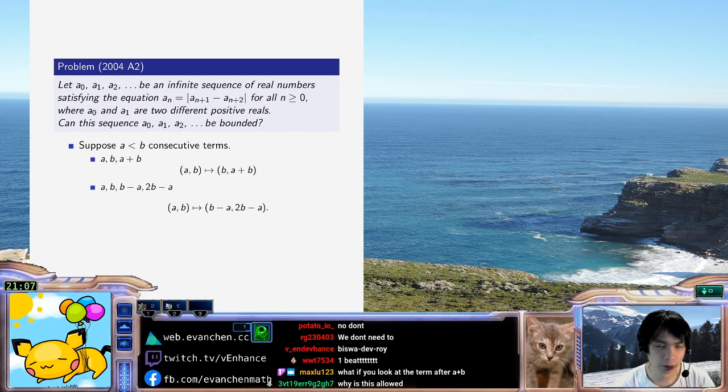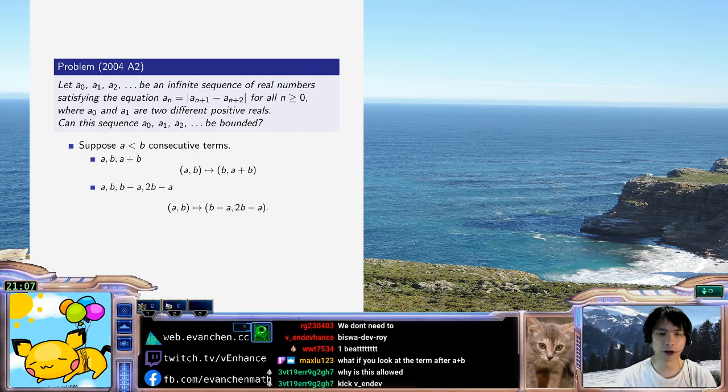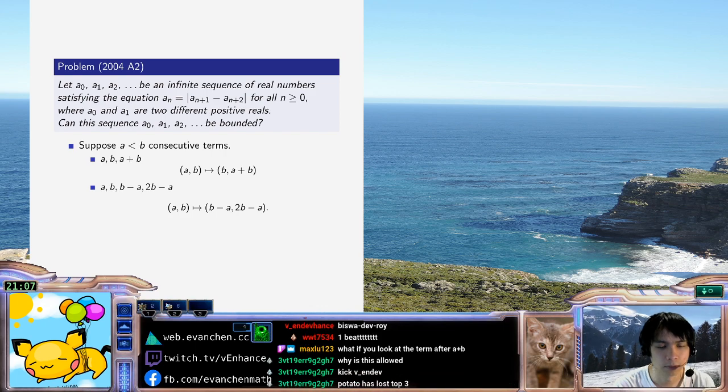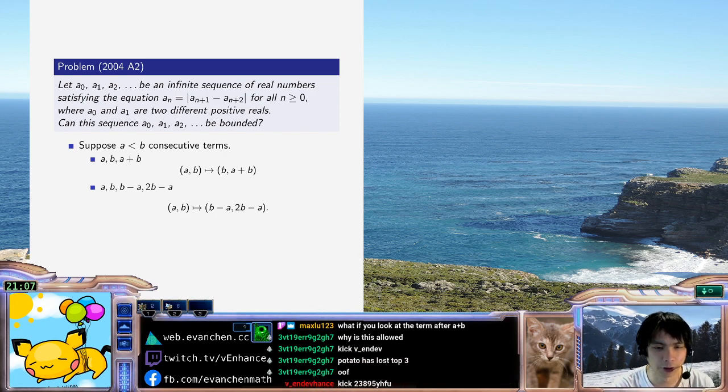If you look at the term after A plus B, it's the same situation, right? What I'm trying to do is get to situations where A is less than B, so that I don't have to think about the cases. Yeah, so let's look at the matrix. Why not?